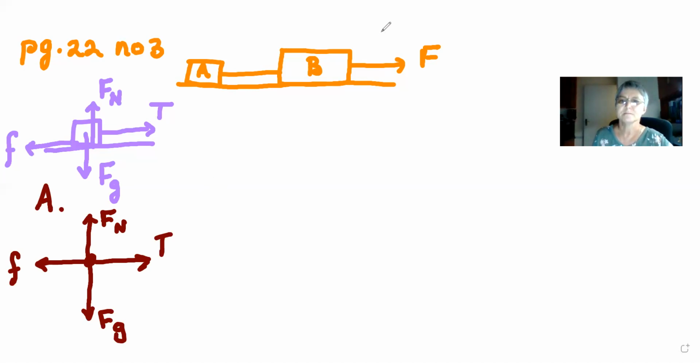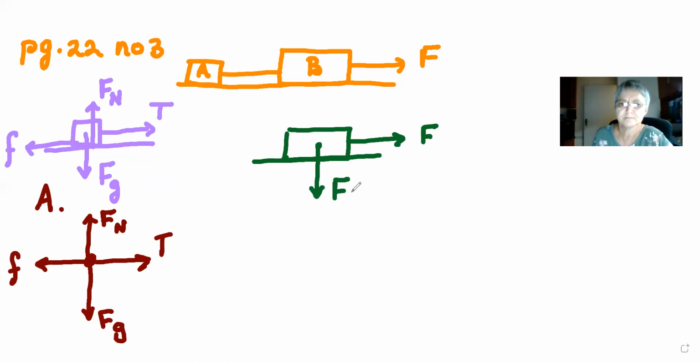For object B, let's identify the forces on object B. Object B, there is the applied force F. There is a weight Fg. There is a normal force. There will be a tension in the string that runs between A and B.